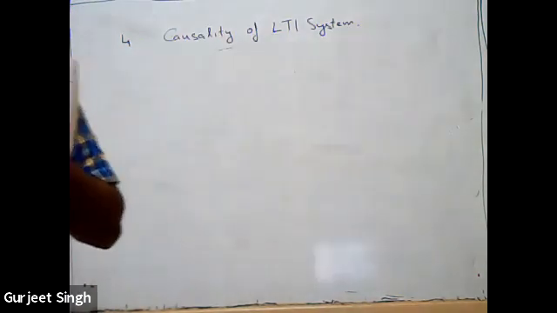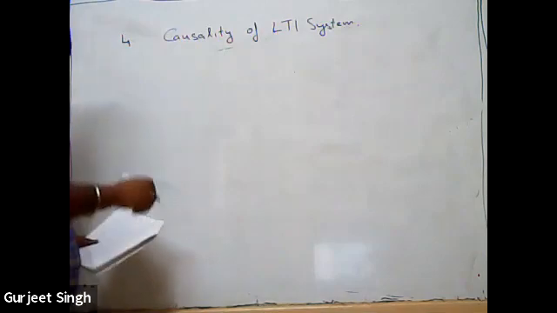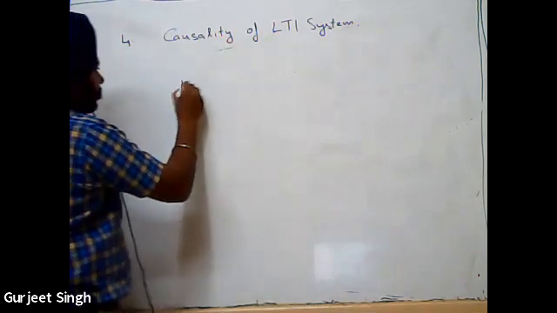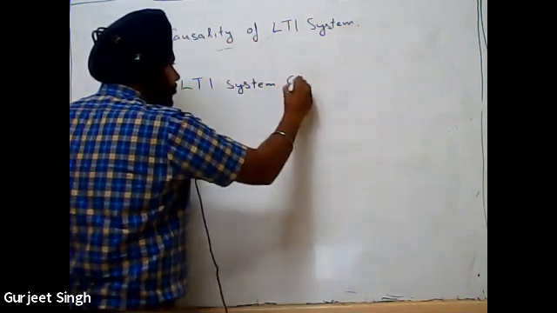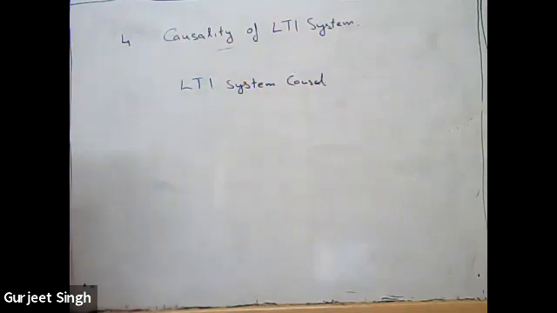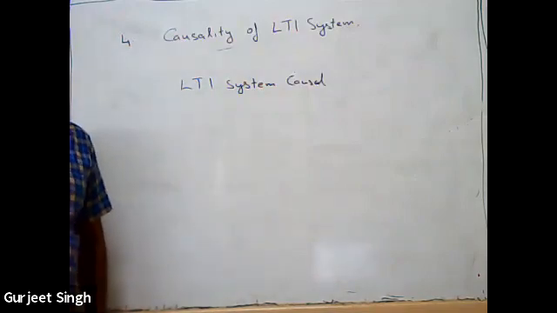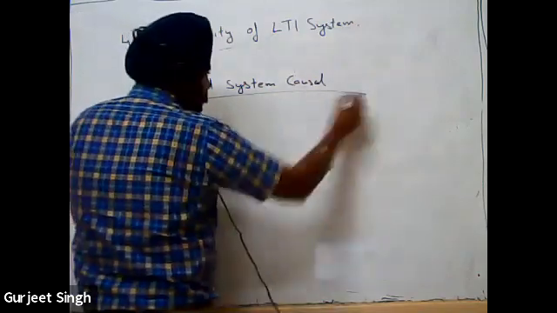We have to learn the causality of the LTI system. So the LTI system must be causal. When we are saying that our LTI system is causal, हमारा causal कब होगा? ठीक है. When the impulse response is zero for negative values of t, then we can say that our LTI system is causal.